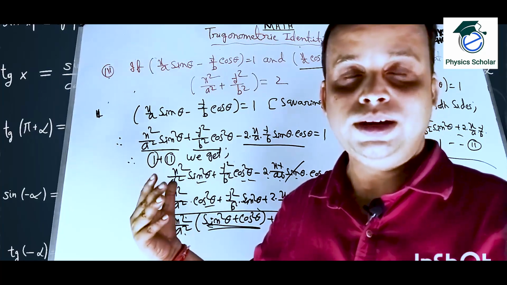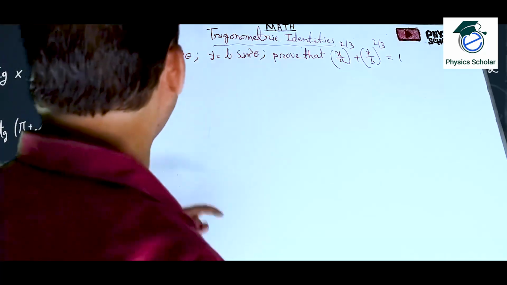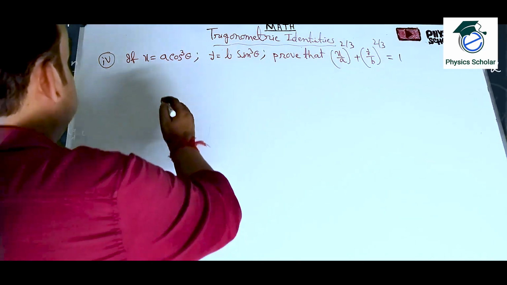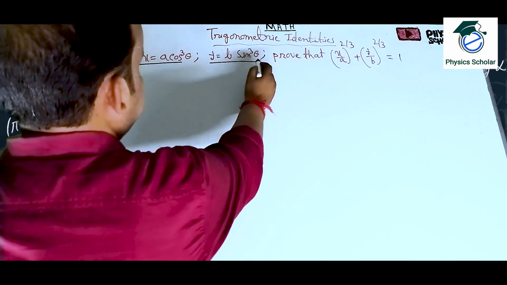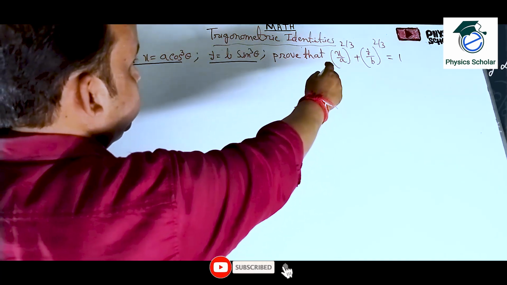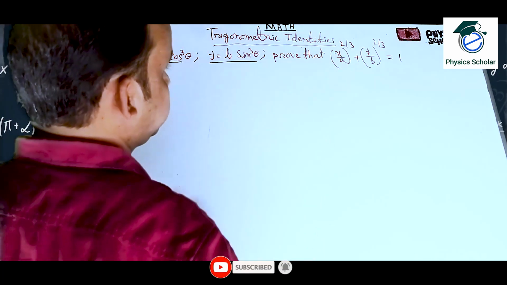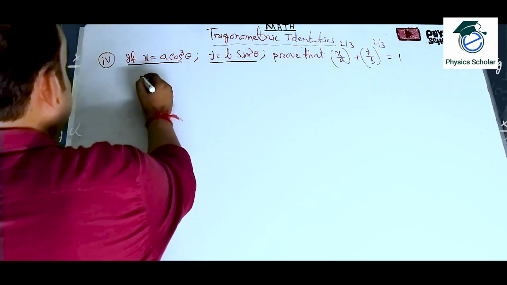Okay, so now let us move to the sum number 4. Okay students, now let us move to sum number 4. What is given? x is equal to a cos cube theta and y is equal to b sin cube theta. We have to prove what? (x by a) whole to the power 2 by 3 plus (y by b) whole to the power 2 by 3 is equal to 1. Clear? So now what is given?